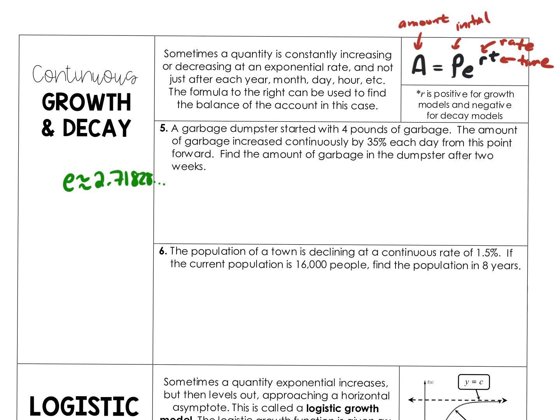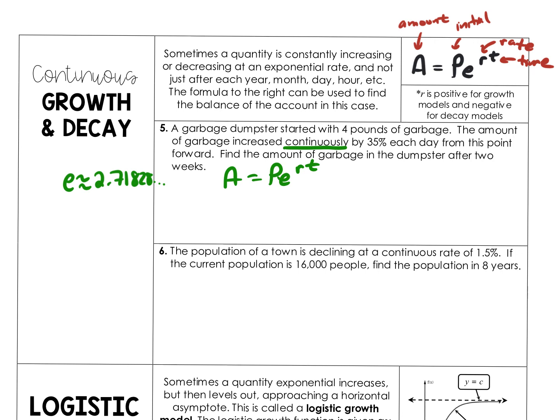So if we look at this problem, it says a garbage dumpster started with 4 pounds of garbage. And it increased continuously. So whenever I see continuously, I know I'm going to use this formula versus the general growth or decay. And then continuously 35% every day from this point forward. Find the amount of garbage in 2 weeks.